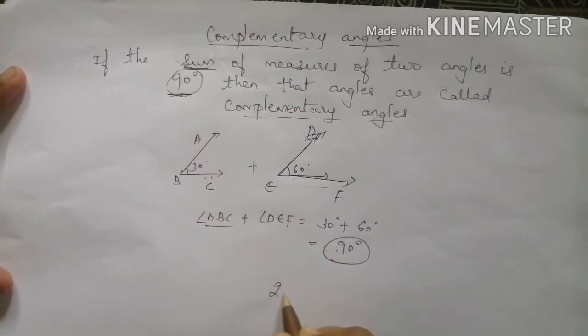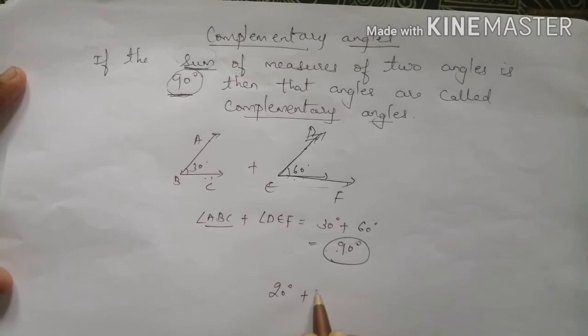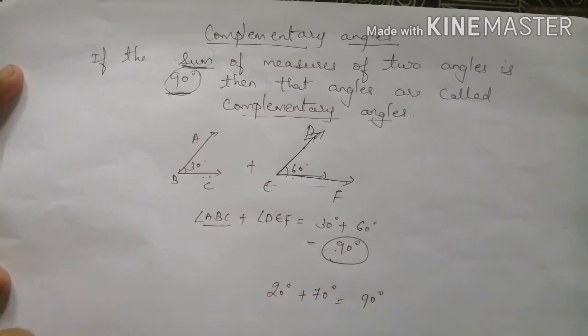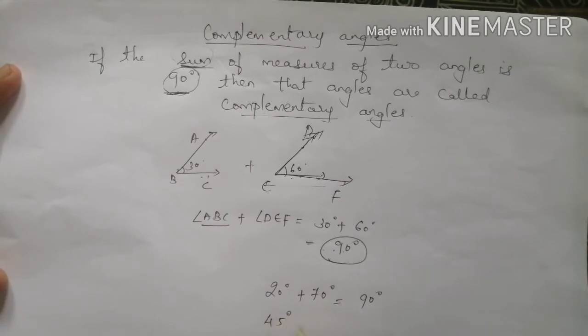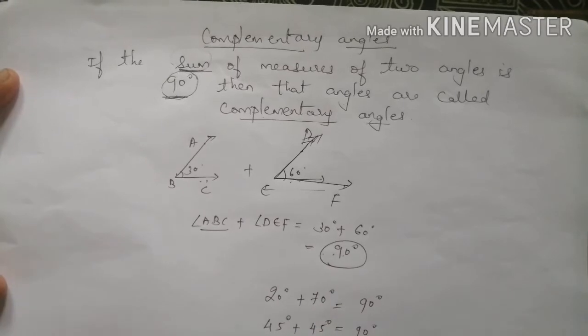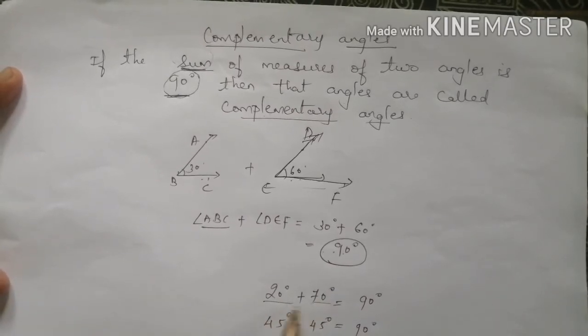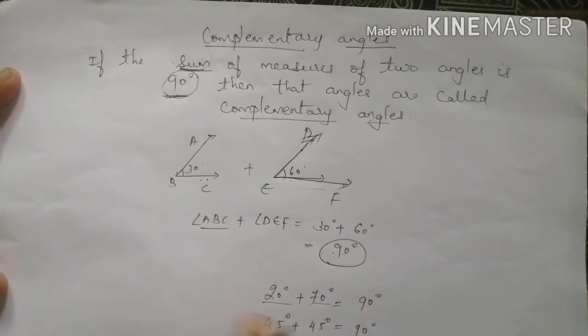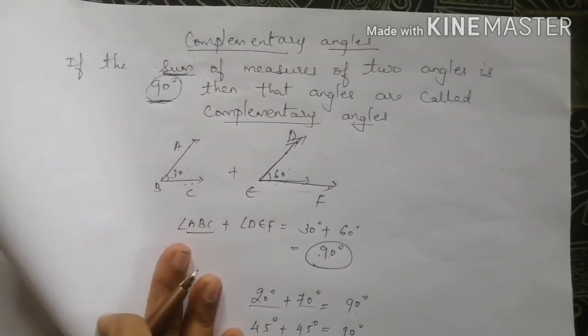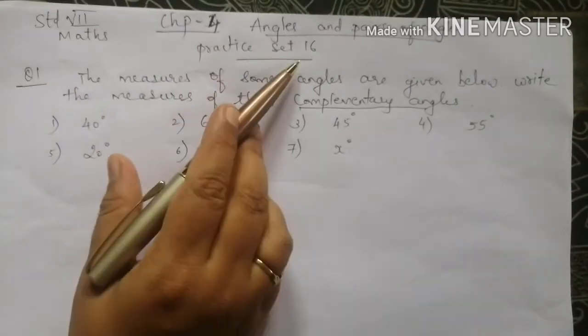For example, one angle is 20 degrees, so 20 plus other angle is suppose 70 degrees, so 20 plus 70 is 90 degree. If one angle is 45 degree, the other complementary angle will be 45. 45 plus 45 will be 90 degree. So the total of two angles should be 90 degree. So they are called complementary angles. So let us start the exercise based on this practice set 16.